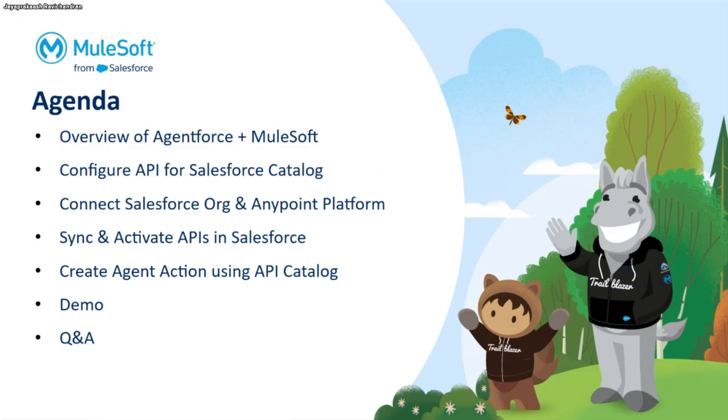Coming to that, we will see what the overview is, what we are going to do, and how to configure the API for a Salesforce catalog, and how to connect our Salesforce org and AnyPoint platform. Post the connection, we will see how to sync and activate the APIs in Salesforce. Once the APIs are activated in Salesforce with the necessary permission, we'll be creating the agent action using the API. That is what we are going to do now, and we'll have a demo of the same.